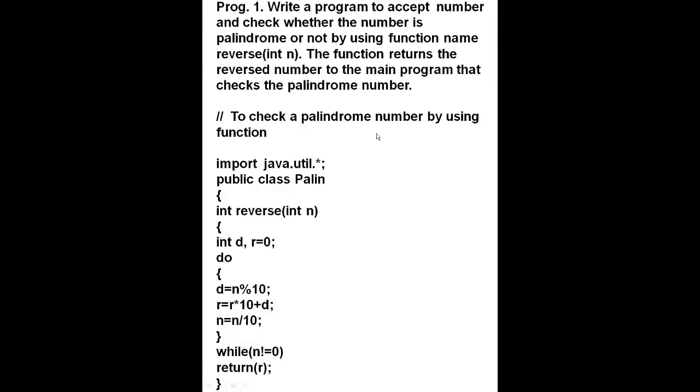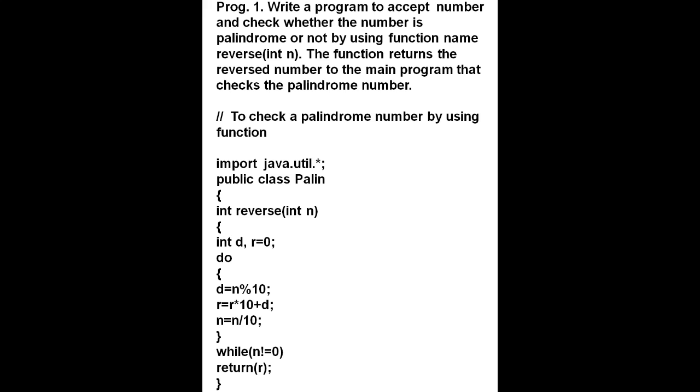Let's start. In your program today I will explain the palindrome number program, automorphic number program, twin prime numbers program, etc. First program: write a program to accept a number and check whether the number is palindrome or not by using a function named reverse. The function returns the reverse number to the main program that checks the palindrome number.